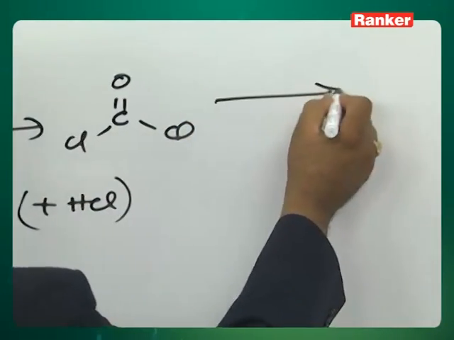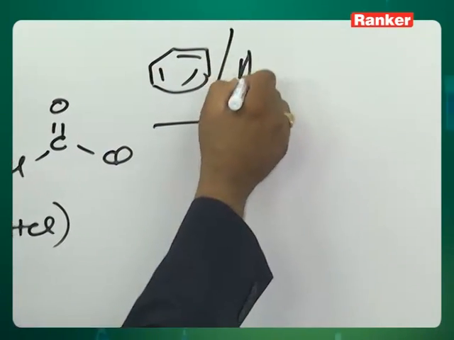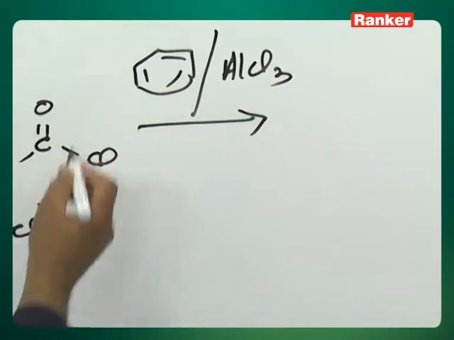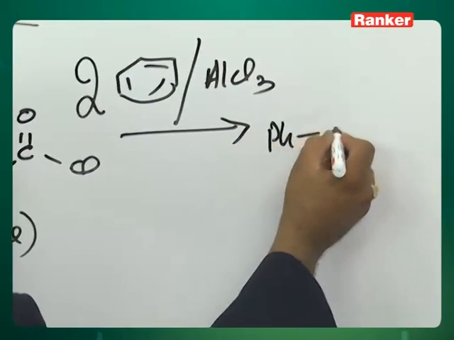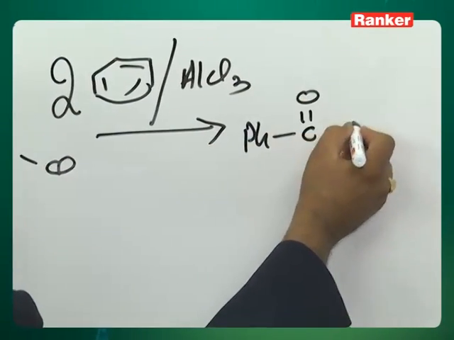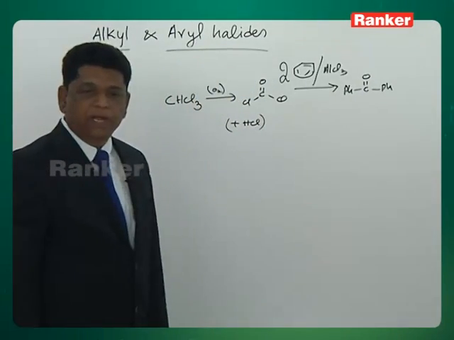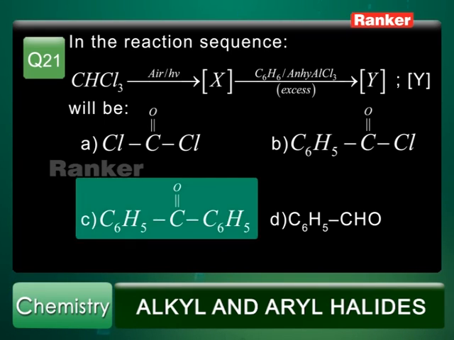So the phosgene is treated with benzene in presence of anhydrous aluminum chloride. The aluminum chloride holds the Cl minus and the attack happens. Two benzenes are involved here, so you will get a phenyl group twice, and Friedel-Crafts acylation takes place. You will get the diphenyl ketone, that is the answer. So answer C is the right answer.